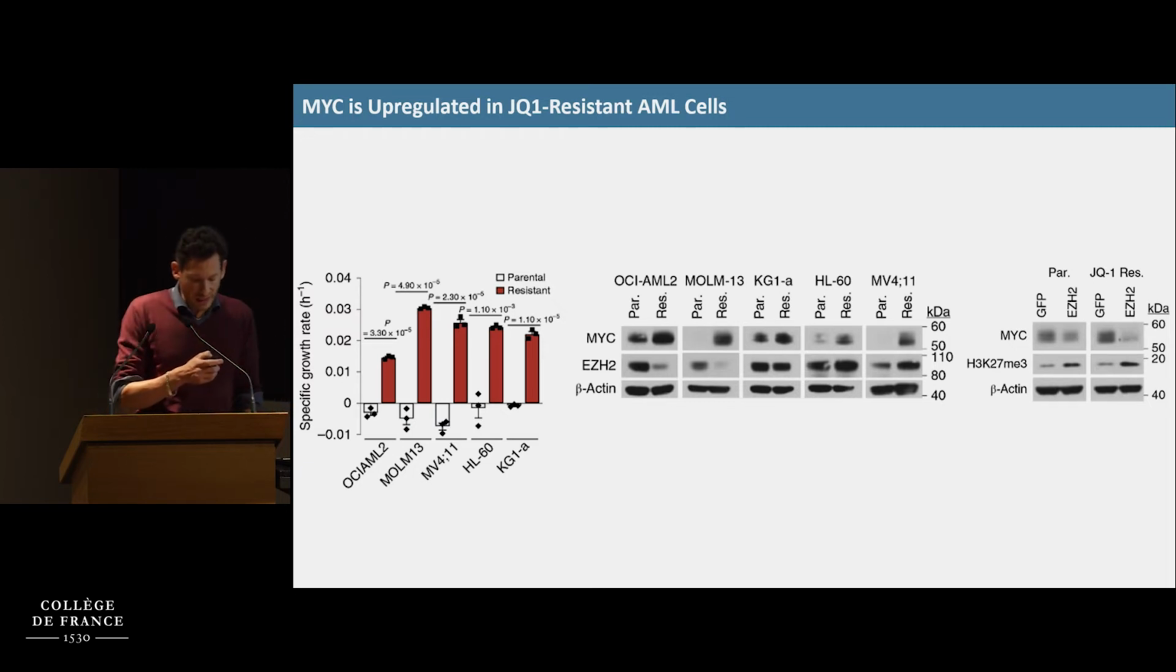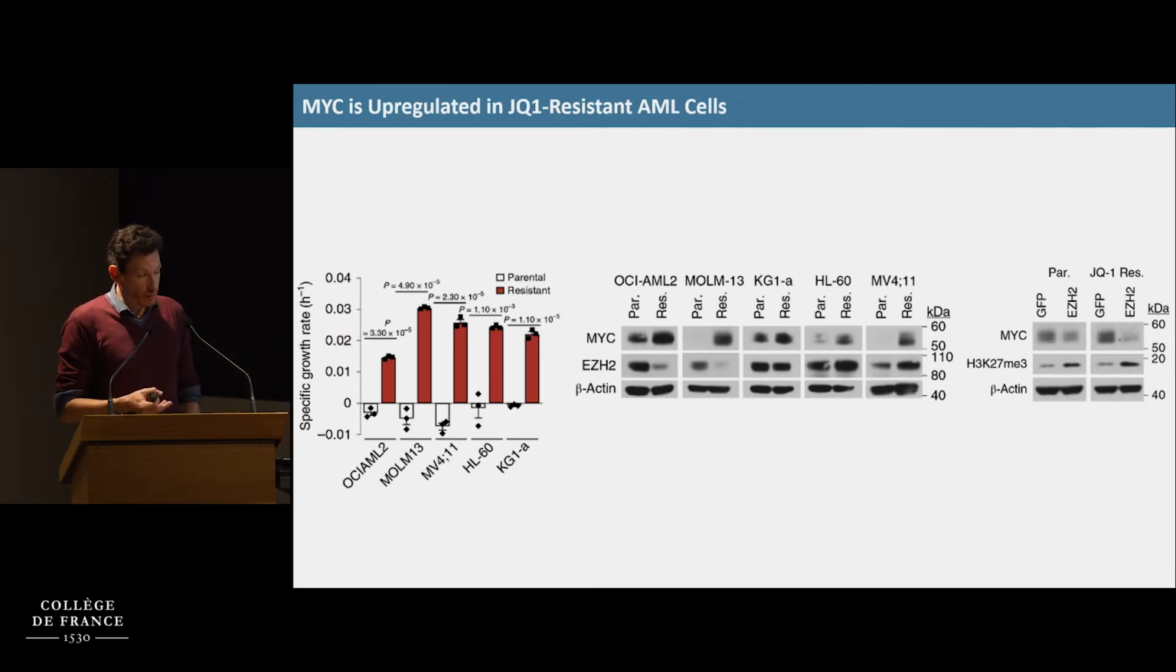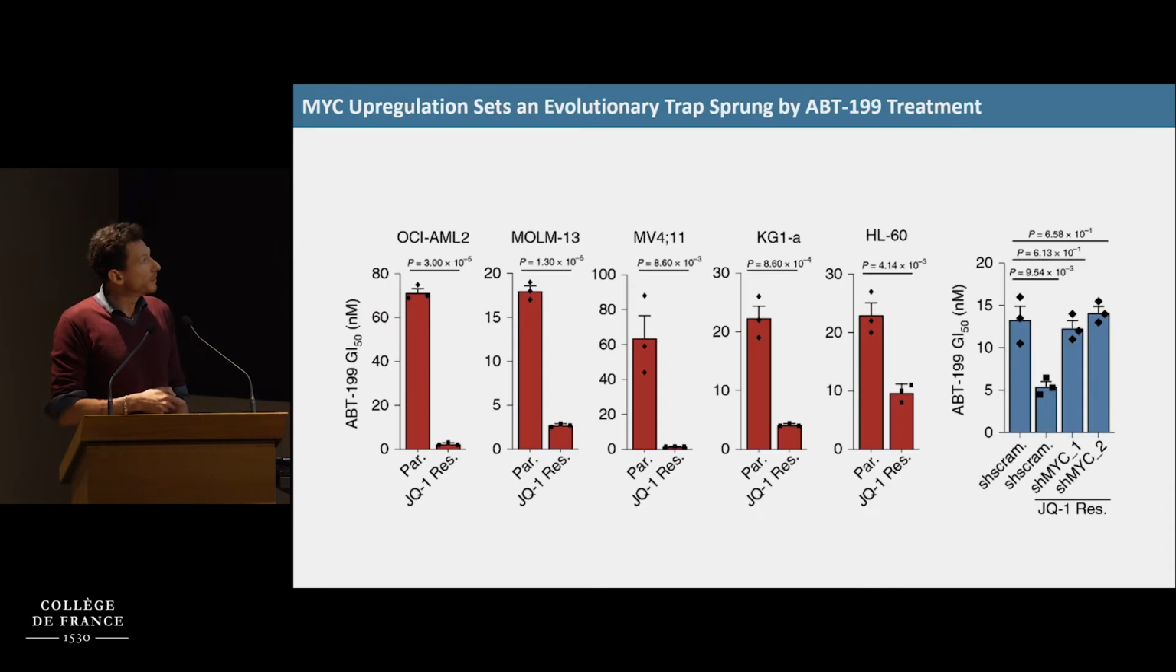So in conclusion of this set of data, we found that MYC upregulation is a pervasive feature of JQ1 resistance, and this could potentially set up a trap that could be triggered by the ABT-199 treatment. To test this, we treated our 5 AML cell lines resistant to JQ1 with ABT-199 and found that they were highly sensitive to the treatment in comparison to the parental counterpart.